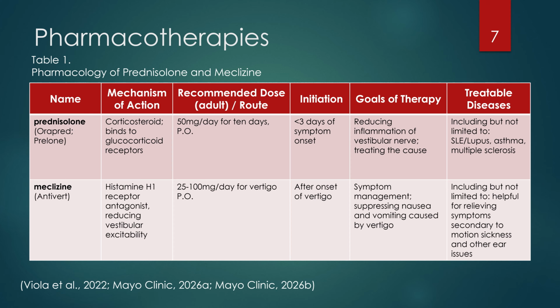Meclizine, also known as the brand Antivert, is a histamine H1 receptor agonist, which reduces vestibular excitability. Like other second or third line therapies, it's intended to be a short-term medication to help treat nausea and vomiting caused by VN. It will be initiated after the onset of vertigo and its symptoms, such as nausea and vomiting, as its therapeutic goals include symptom management. Meclizine is also helpful in treating symptoms which are secondary to motion sickness and inner ear issues.